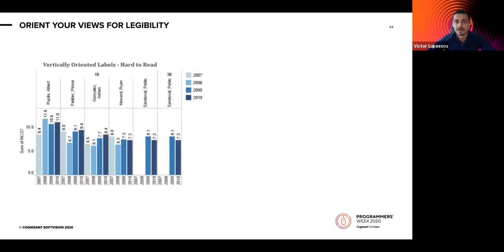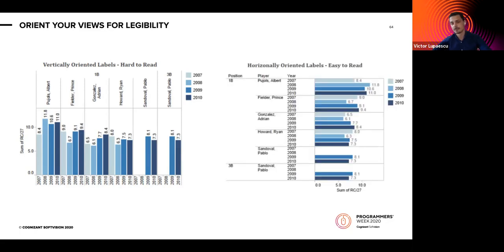Now, some other tricks that might help you: orient your views for legibility. Don't make the user put his head on the side in order to read your chart. It takes time, so try to orient the views for legibility.